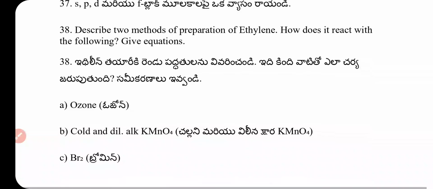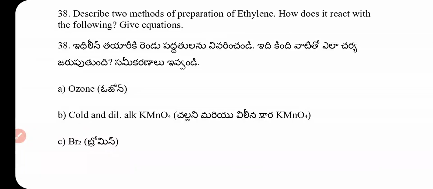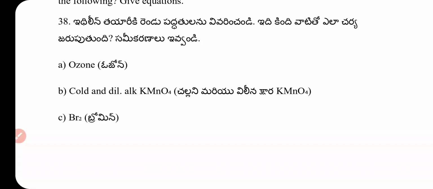And question number 38. Describe 2 methods of preparation of ethylene. How does it react with the following? Give equations. Ozone, cold and dilute alkaline KMnO4, and bromine. This is very important for the examination.